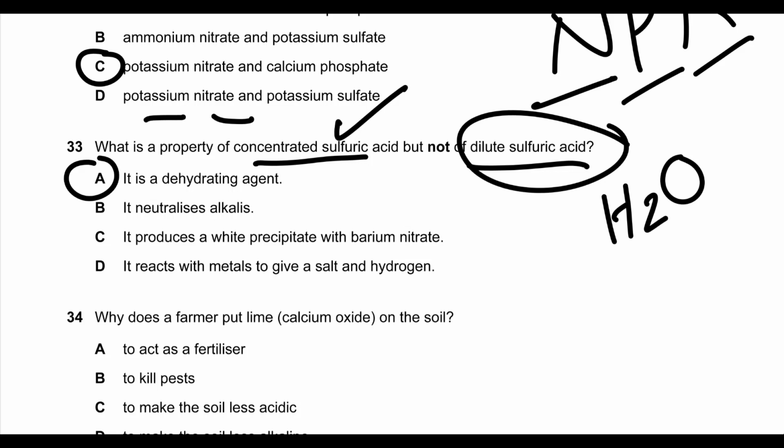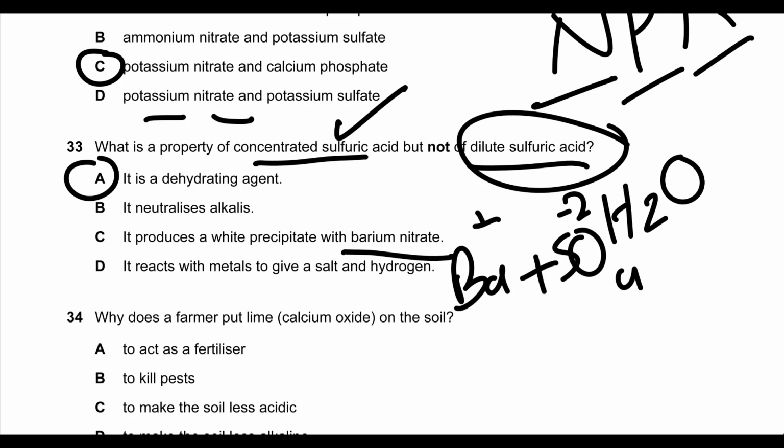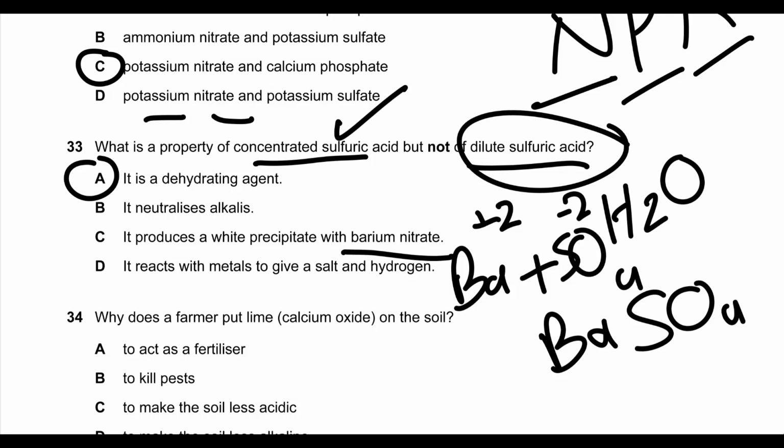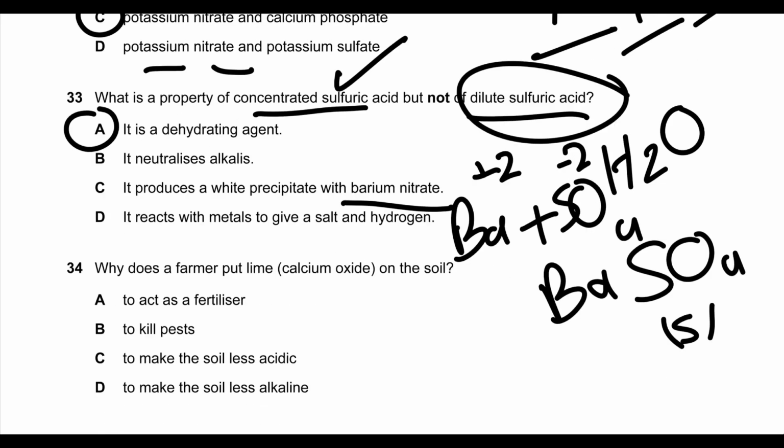And here, both of them could be used to neutralize the alkali, and both of them produce white precipitate with barium nitrate. Why? Barium will react with sulfate ion to form white precipitate of barium sulfate, solid. Both of them react with metals to give salt and hydrogen. Yes, because it's acid, doesn't matter if it's diluted or concentrated. So the best answer for question 33 is A.